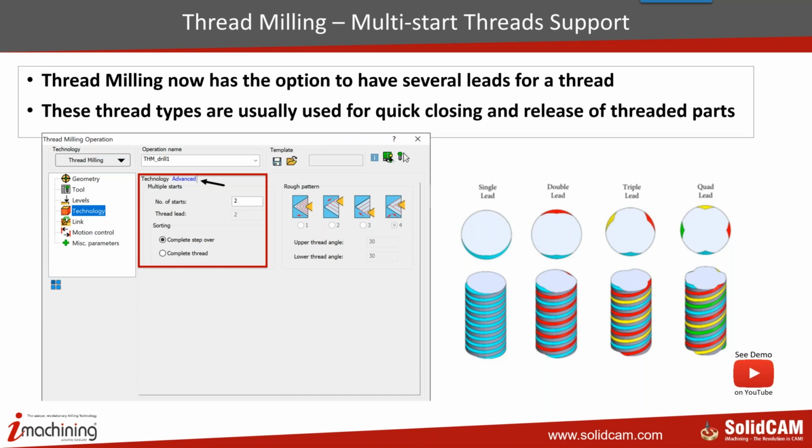Let's go over each step at a time and show some of the new options that we have here. The first one, as you can see on my screen, is multi-starts for thread support. Many of us know that a lot of times, not all threads are just one single lead. Sometimes you have a double lead, triple lead, quad leads. In other words, you can have more than one lead for the thread itself. So now we give you complete control for the amount of starts that you want on the thread itself. Let's take a look exactly how this works in the program itself.